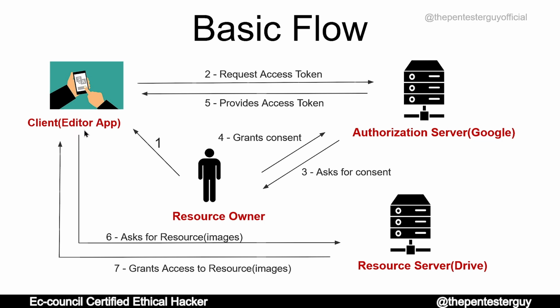Once the access token is granted, the client goes to the resource server and asks for the images using this access token. The resource server checks the access token and validates it. Once the validation is successful, the images are provided to the client app, that is the Canva software, and you are able to import the images from the drive to the Canva software and edit them. So this is how auth works.